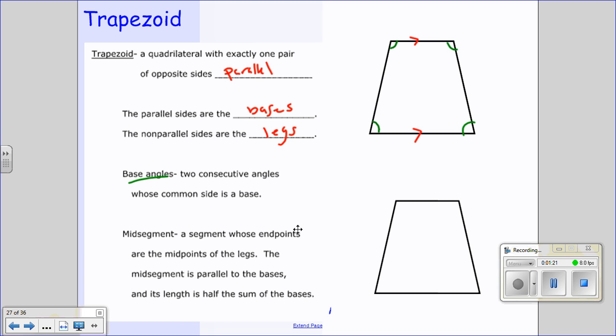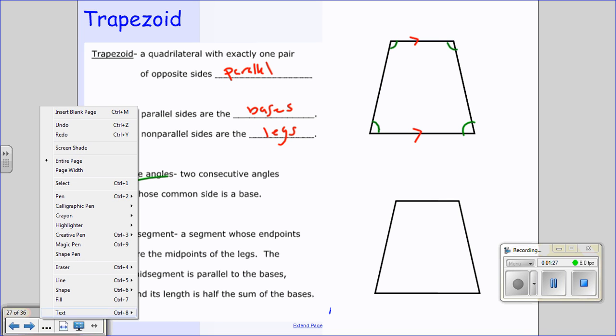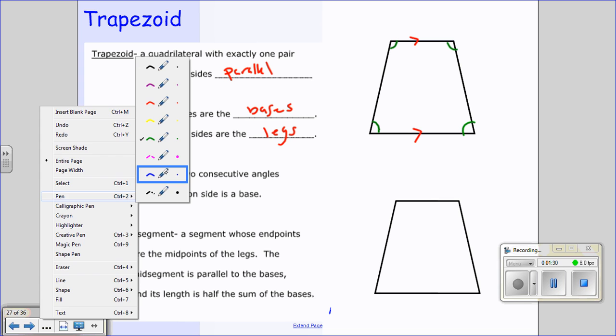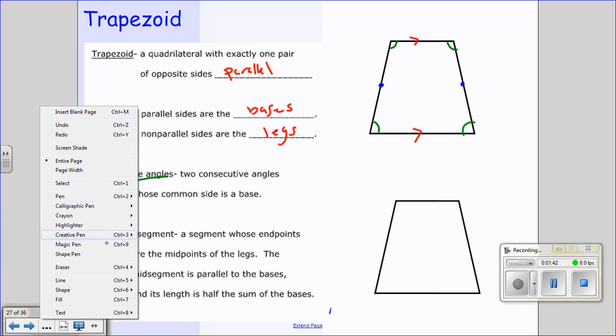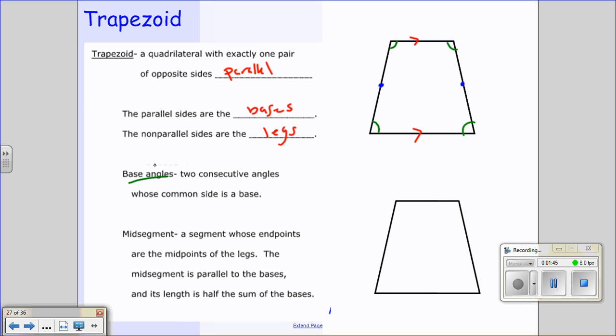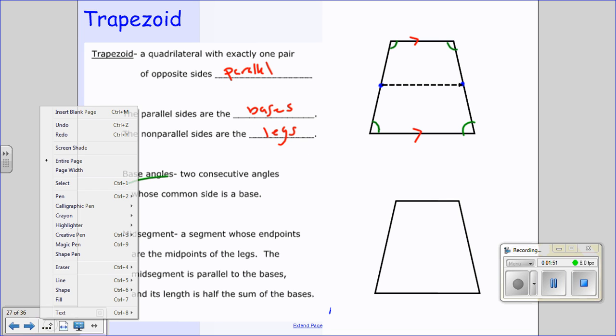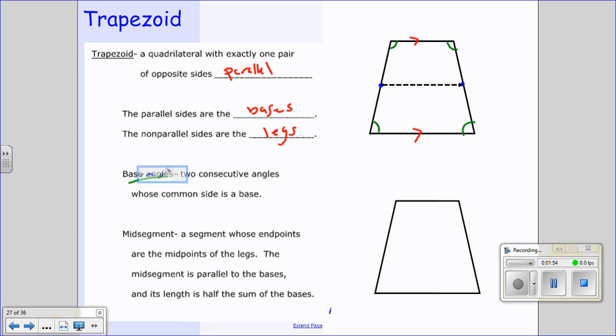The mid segment is a segment whose endpoints are the midpoints of the legs. So if I were to find a midpoint on each leg, for example, let's say the midpoint is this point here and that point there. The line that connects those two points would be the mid segment. So this part would be congruent with this part, and this part with this part, when you have a mid segment.